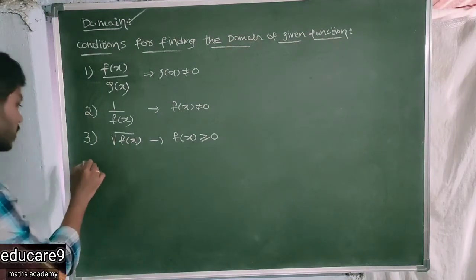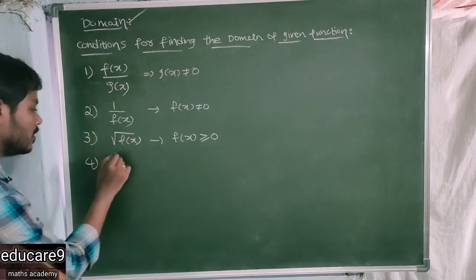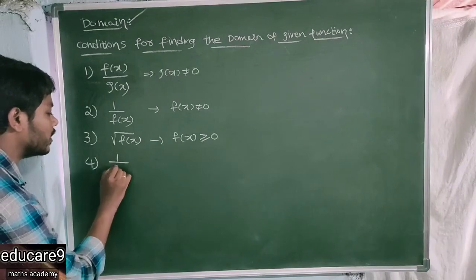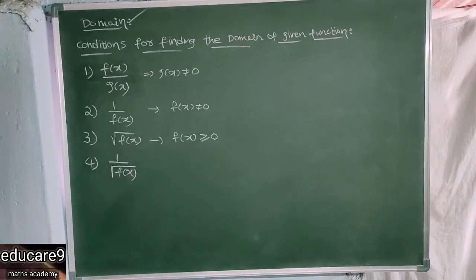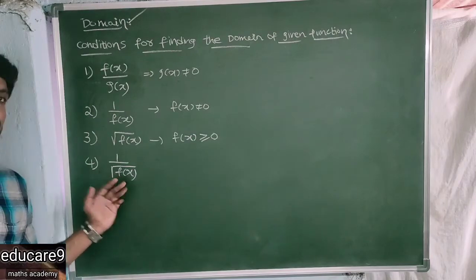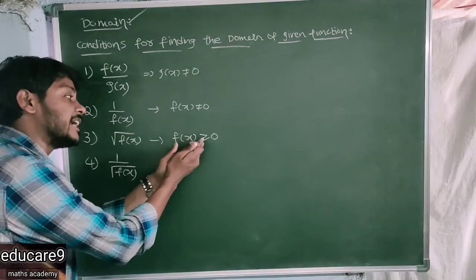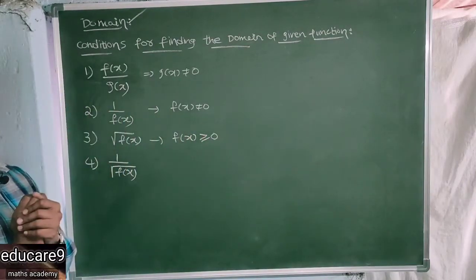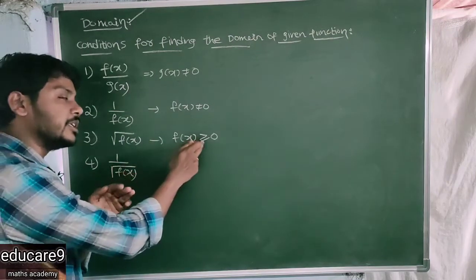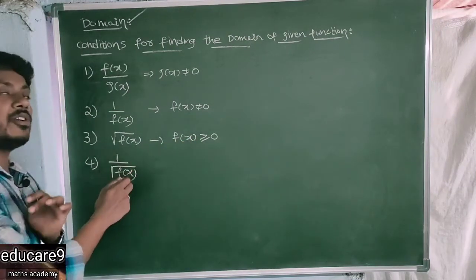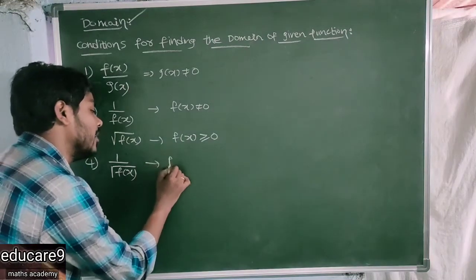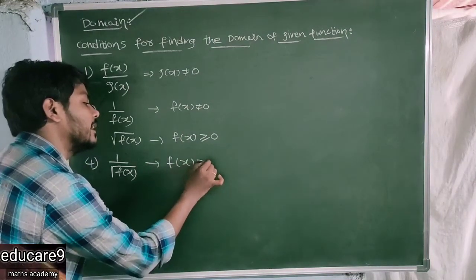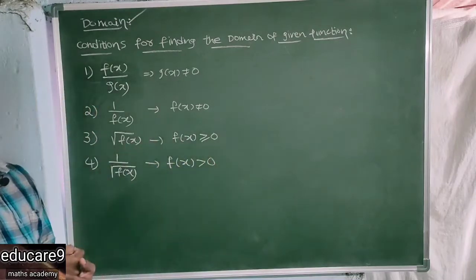Now the fourth one, 1 by root f of x. See here, what is the condition for root f of x? F of x is greater than or equal to 0. But here if you write 0, then 1 by 0 is undefined. So that's why you write f of x is greater than 0.